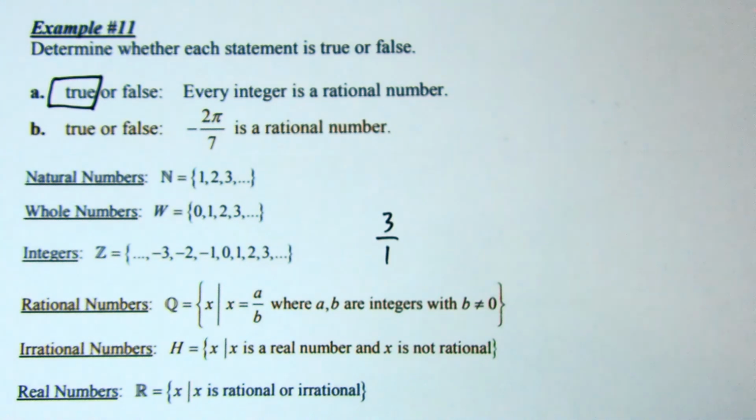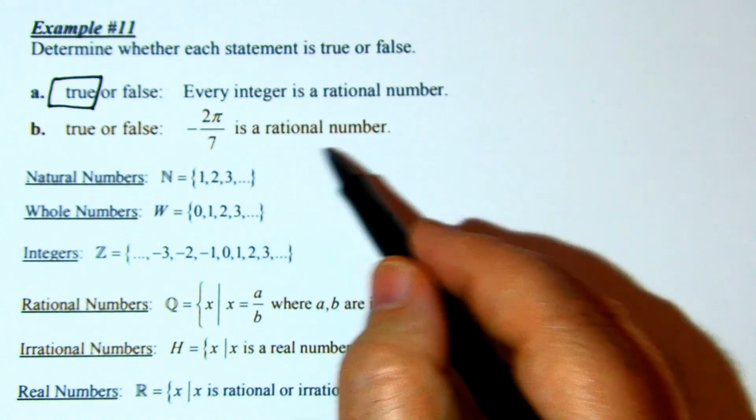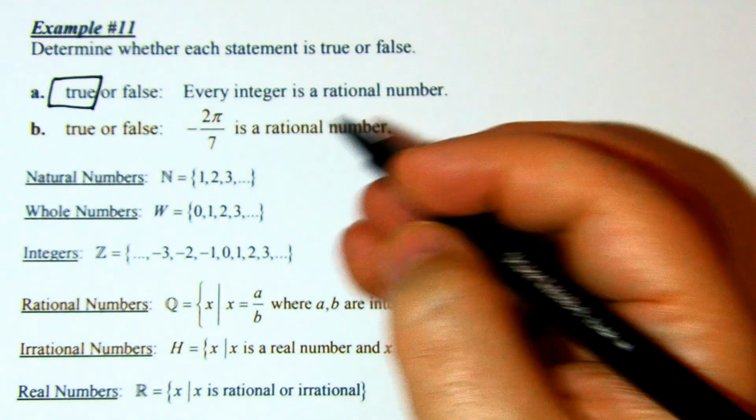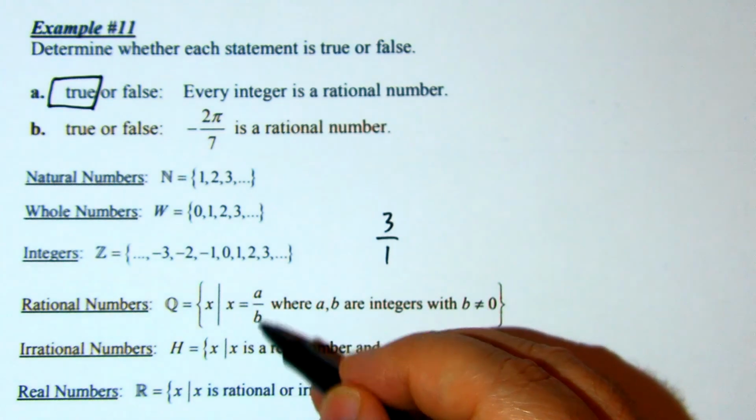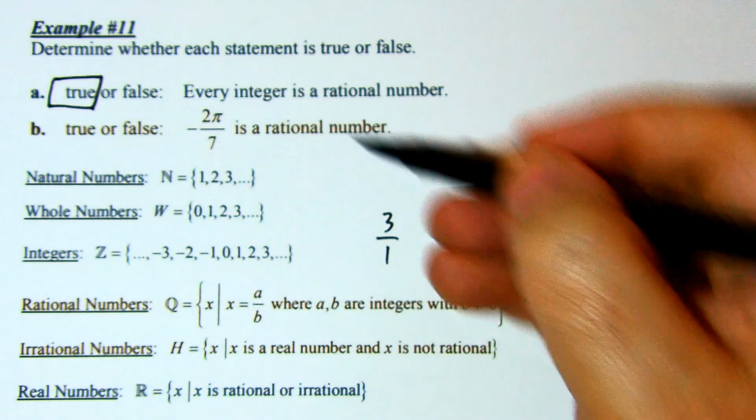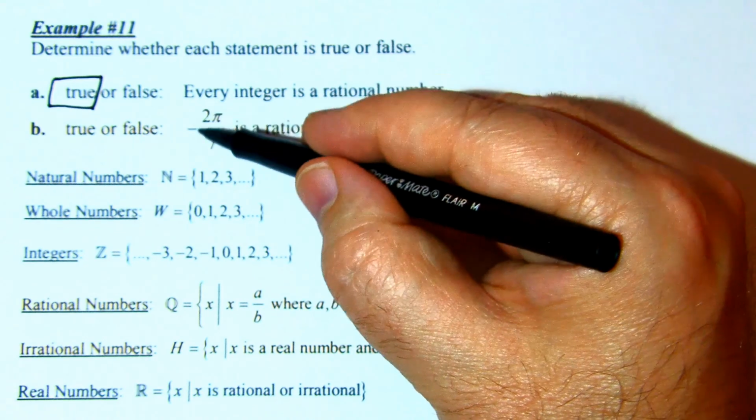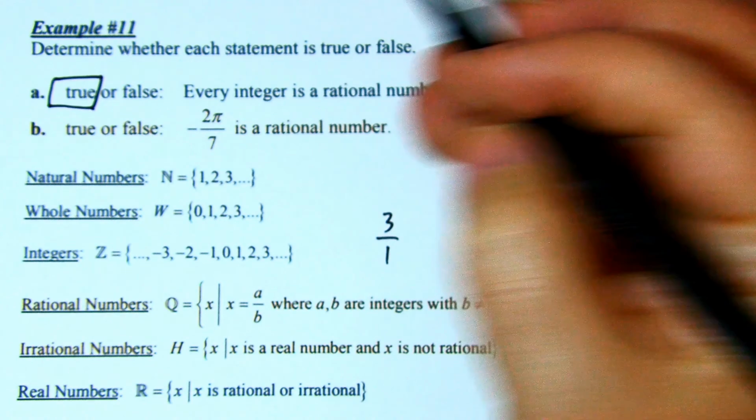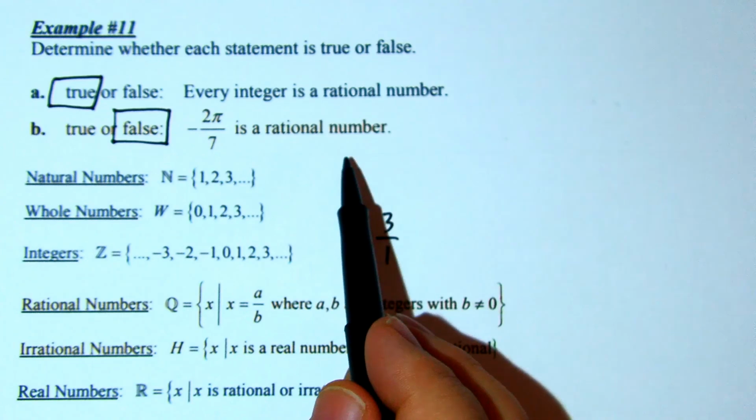Let's move on to part B. Is the fraction negative 2 pi over 7 a rational number? True or false? Well, that's going to be false, because even though right now it's written as a fraction, and that's what we want for a rational number, it says that the top and the bottom have to be integers. And a number such as pi is not an integer. And so that is the thing that tips us off to the fact that this number is not rational, rather it's irrational, and therefore the answer to part B is that the statement is false.